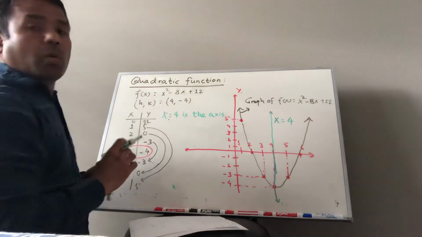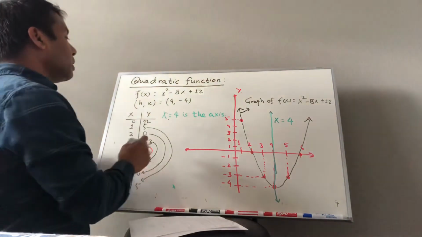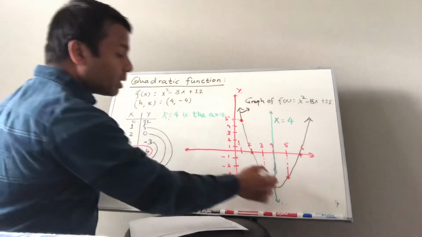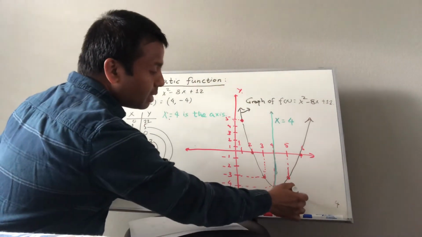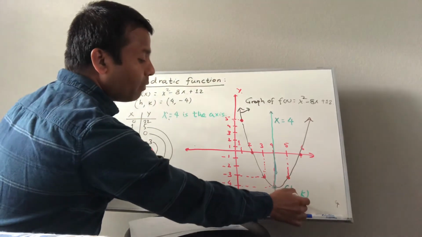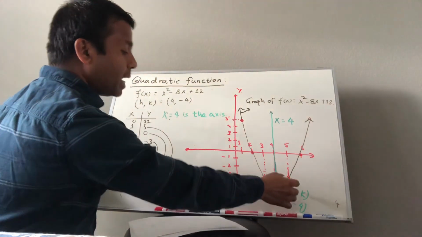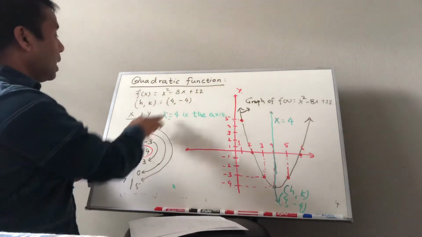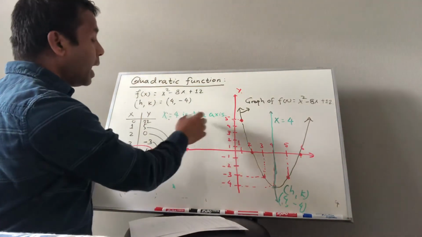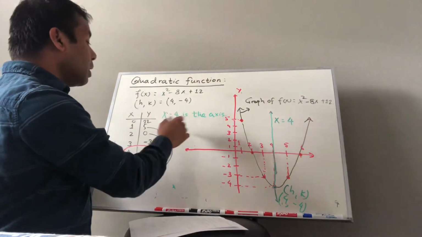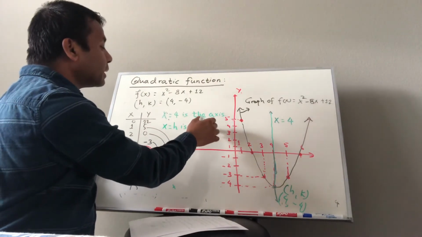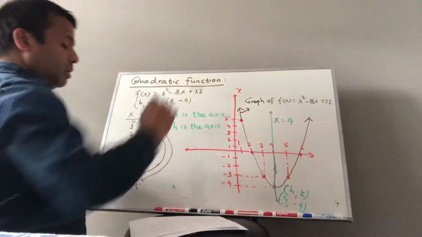Now, what we know from here is, if you have a parabola and the vertex is h comma k, in this case this is 4 comma negative 4, because your h value is 4 and k value is negative 4. Did you see that? So x equal to h is the axis. You have to know that.